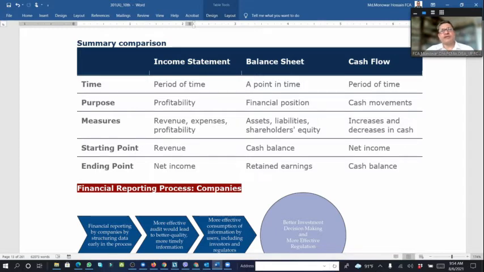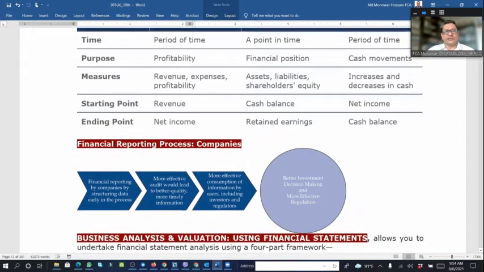The starting point in the income statement is revenue, and the ending point is net income or loss. In the same way, the balance sheet starts from cash and closes with retained earnings. Cash flow starts from net income in the indirect method, and the closing cash balance is the last point.